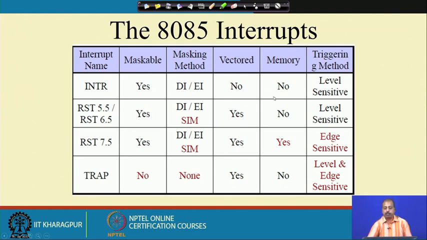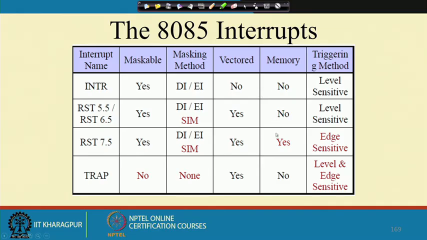Memory: whether they can remember that something has happened. When the processor was busy doing something else, maybe another ISR, at that time the interrupts were disabled maybe. If something has happened at that time, can the system remember that this interrupt has occurred? For INTR, 5.5 and 6.5, we do not have any memory. Similarly, for TRAP also we do not have any memory. Only 7.5 has this feature. There is a memory element associated with 7.5 that stores the occurrence of the interrupt, so that later on the processor may check the occurrence of that interrupt and look into that.